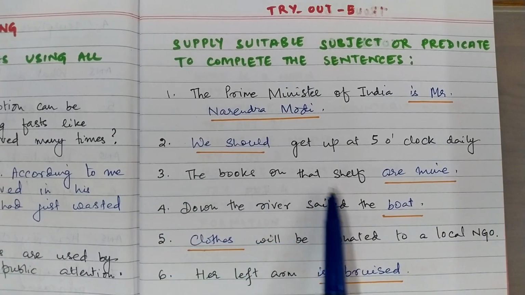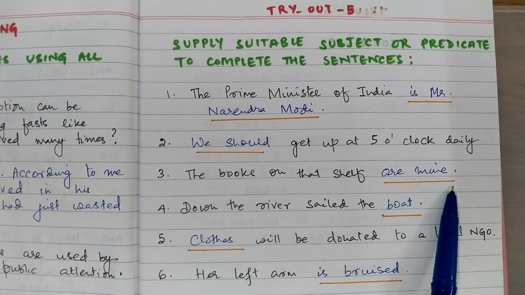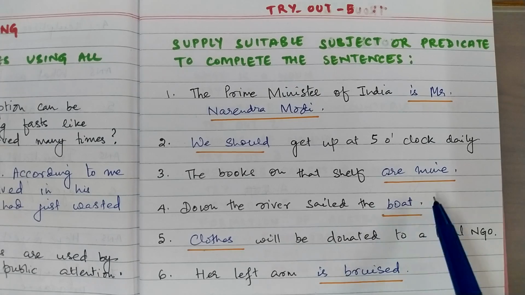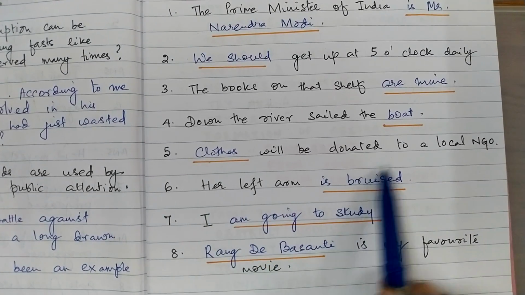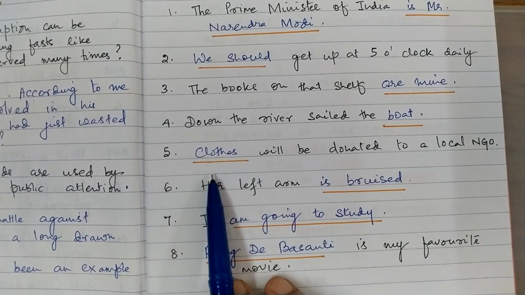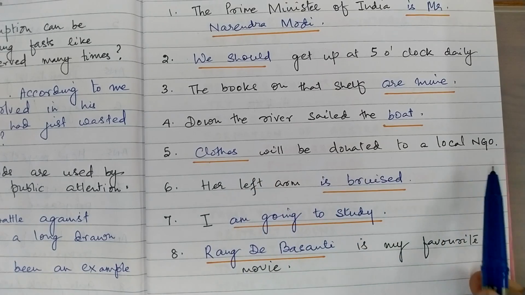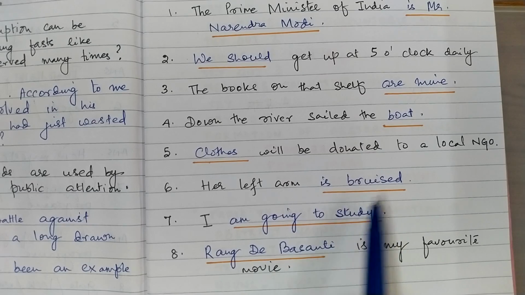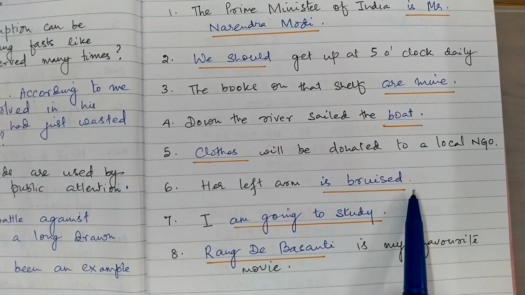Number 3. The books on that shelf. What about the books on the shelf? They are mine. 4. Down the river sailed the boat. So the boat here is the subject. 5. Dash will be donated to a local NGO. Clothes, money, whatever you want to donate. So clothes or money will be donated to a local NGO. Number 6. Her left arm is dash. What happened to her left arm? It is bruised or she has got hurt.